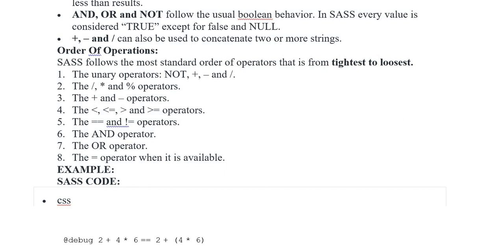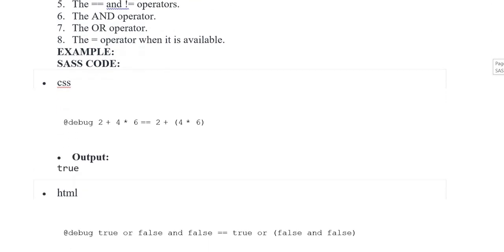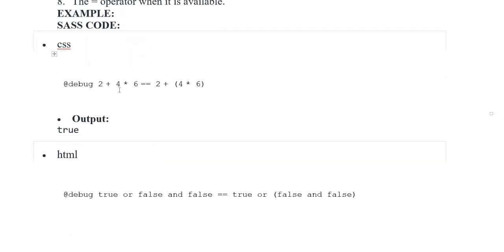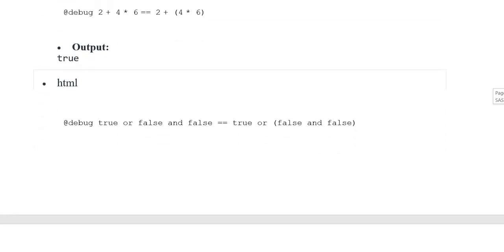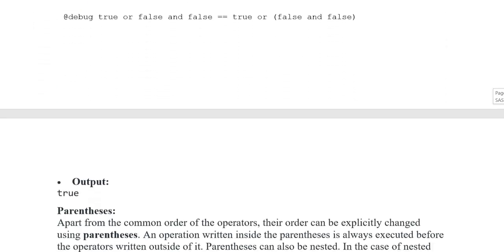it is available. Example: CSS debug 2 plus 4 multiplication 6 is equal to 2 plus 4 multiplication 6. Output क्या? True. HTML debug true or false and false, true or false and false.